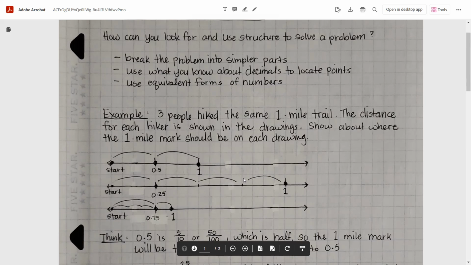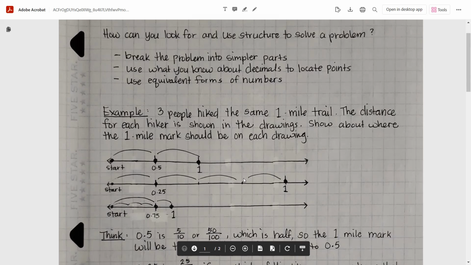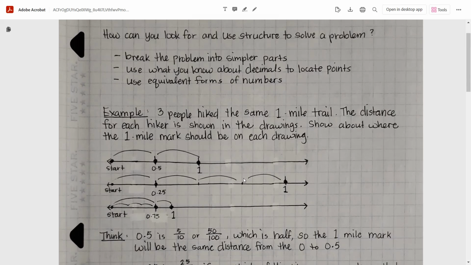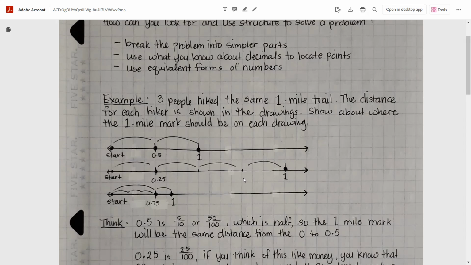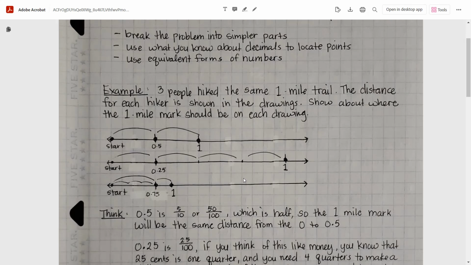So for my first example, it says 3 people hike the same 1 mile trail. The distance for each hiker is shown in the drawing. Show about where the 1 mile mark should be on each drawing. So each one of them drew it out differently, but we're still going to find the marks on the different locations, on the different lines.